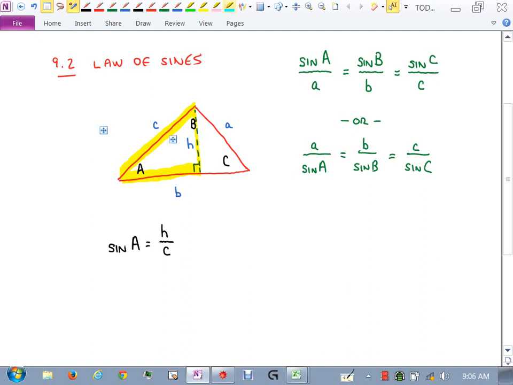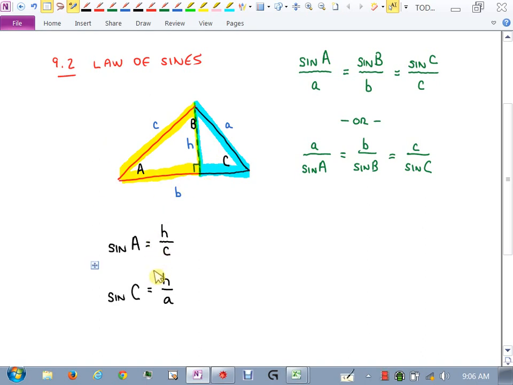Okay, now I want you to look at a different triangle. Let's look at this right triangle over here. What is sine of C? Sine of capital C is H over A, again because the opposite side would be H, and then the hypotenuse would be A. Is that all right?